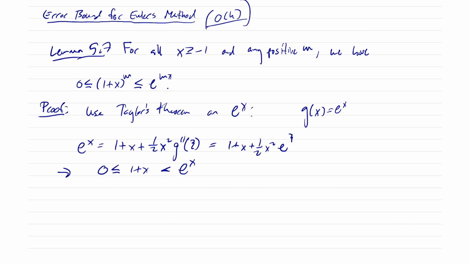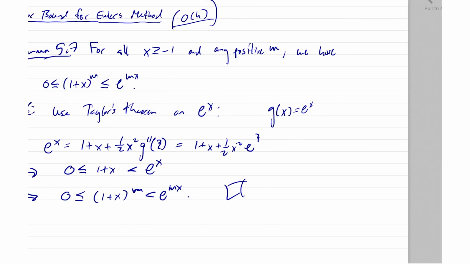Now, how do I get from this to the final answer? Exponentiate everything. So that means that 0 is less than or equal to (1 plus x) to the m less than or equal to e to the m times x, right? And done. So that's a really simple bound to get, but it turns out to be really handy in the future. All right, so Lemma 5.7, done.